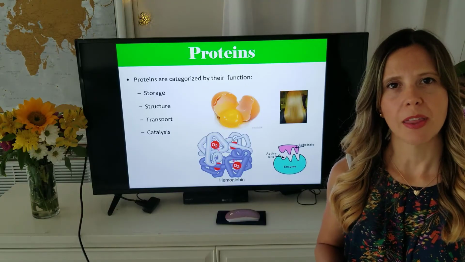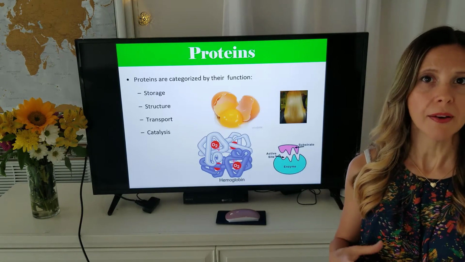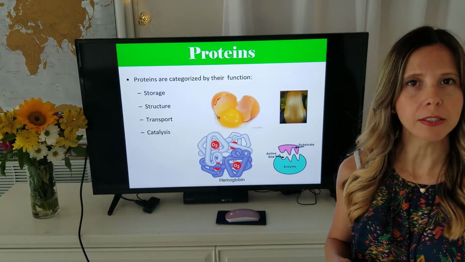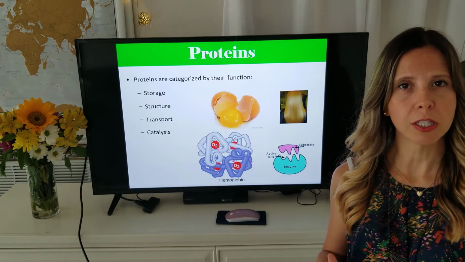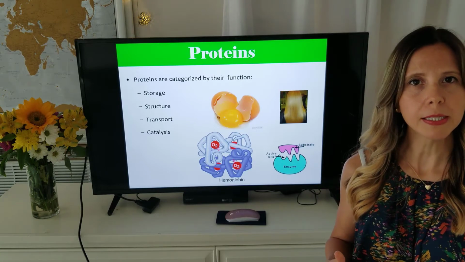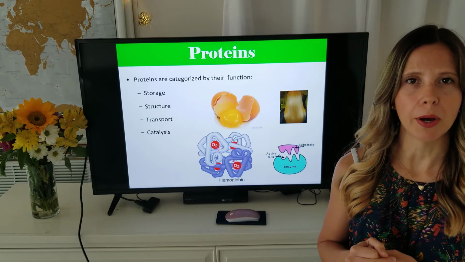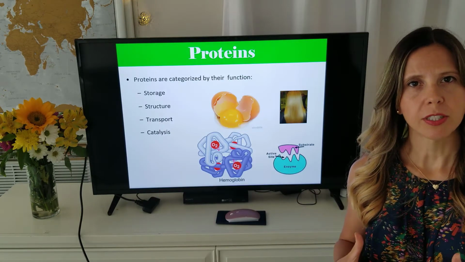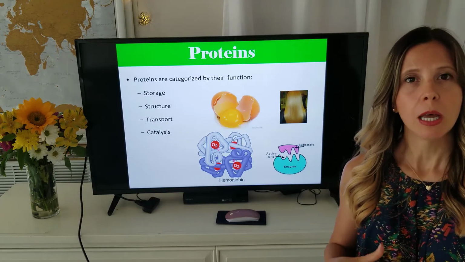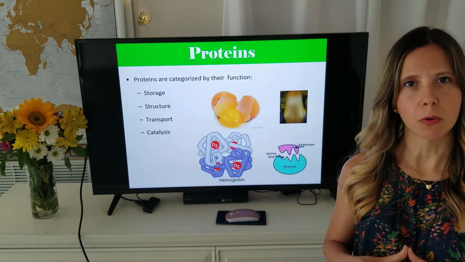Proteins are characterized by their function. We have some proteins that are used for storage, as in the case of the egg. We have some proteins that are structural, so for example, our keratin in our hair and nails. We have some proteins that are used for transport, for example, hemoglobin. Hemoglobin is a protein found in our red blood cells that's able to bind oxygen and transport that oxygen around our bodies. We also have proteins that are essential catalysts. A catalyst is a molecule that is able to speed up a chemical reaction but is not consumed in the reaction itself. These types of proteins are specifically called enzymes.